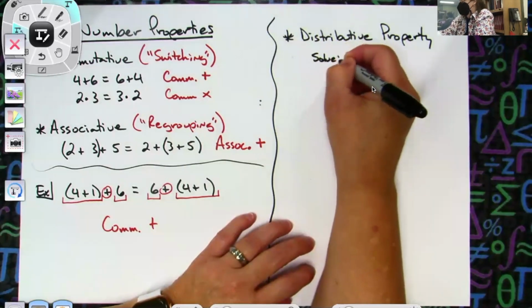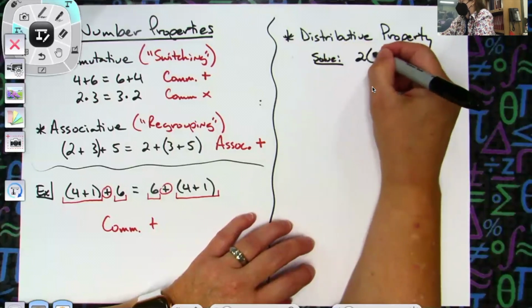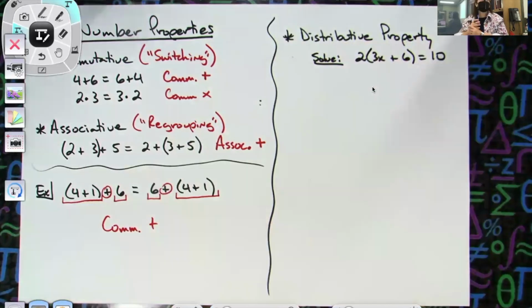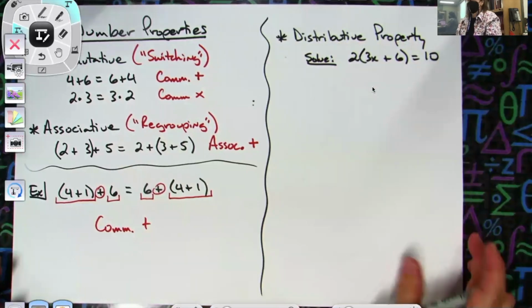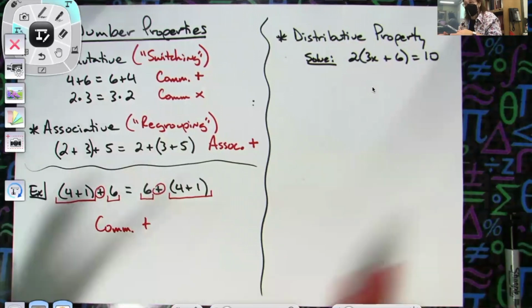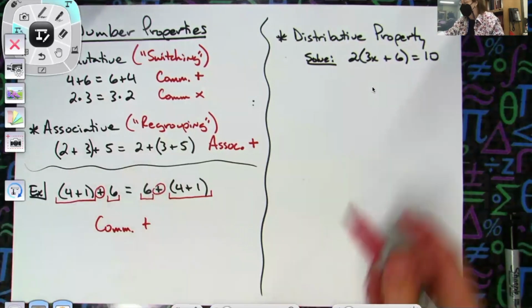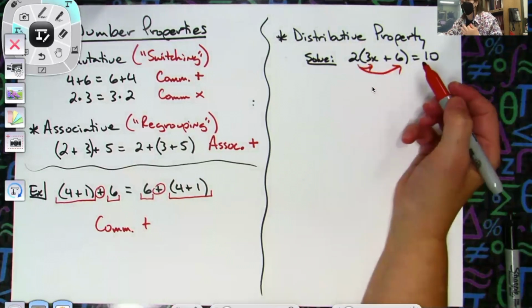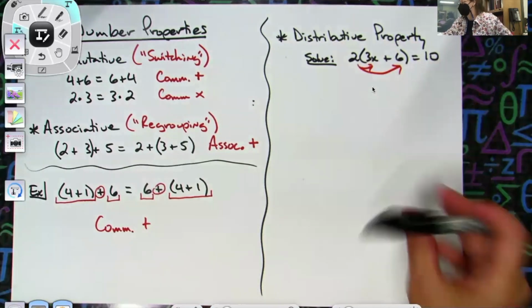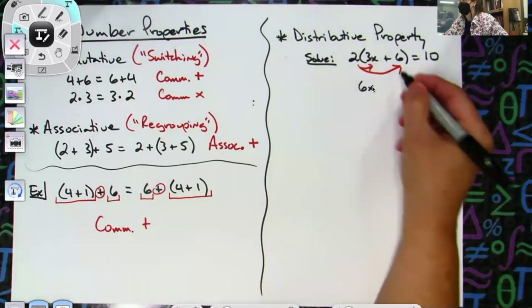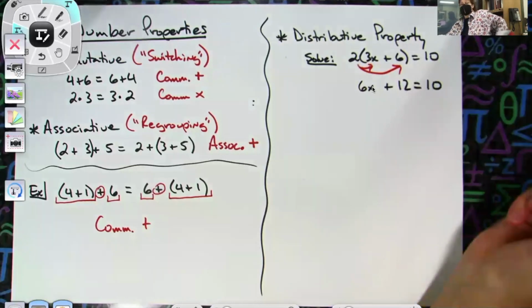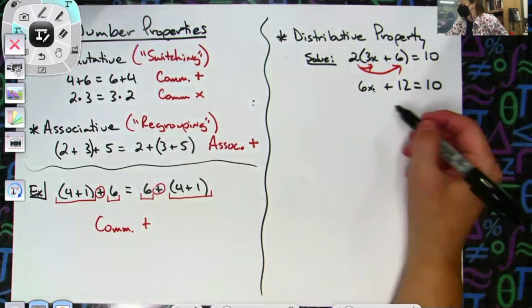Like if I was going to solve 2 parentheses 3x plus 6 equals 10, which I know that equation is probably not going to come out nice, but you do the distributive property to simplify that equation and solve it. You take whatever's on the outside and you multiply it by everything that's on the inside. That's the action of the distributive property. So 2 times that 3x would be 6x, and 2 times the 6 is going to be 12. Don't let me make any mistakes, guys. Always watch my math. So 6x plus 12 equals 10.